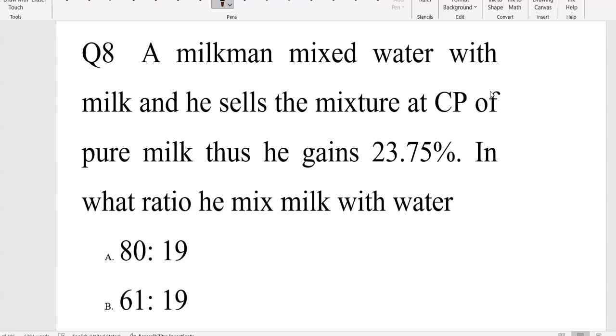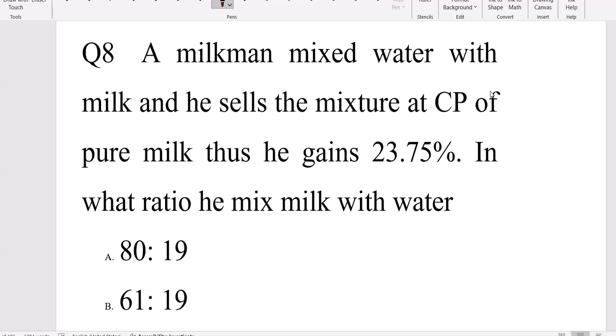We have to understand what is going on internally. This is a very practical case. A milkman mixed water with milk and sells the mixture at the cost price of pure milk, so he gained 23.75%. Let us say 1 liter of milk costs 100 rupees. What is this guy doing? Instead of every 10 liters, he may add 1 liter of water, something like that. He got 23.75%.